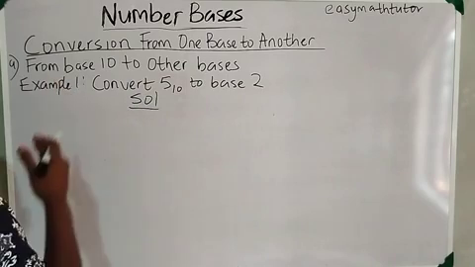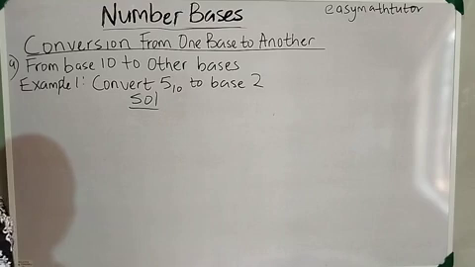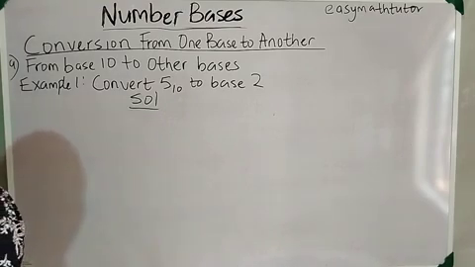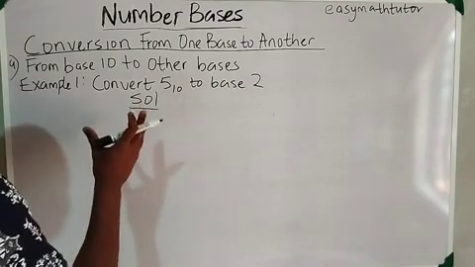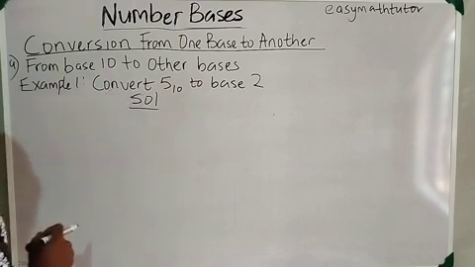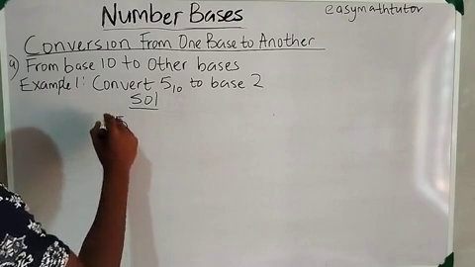Converting from base 10 to other bases simply involves division. It involves division and then taking note of the remainders while dividing. To understand this better, let us solve this example. Convert 5 in base 10 to base 2. So we are going to make use of the long division method.